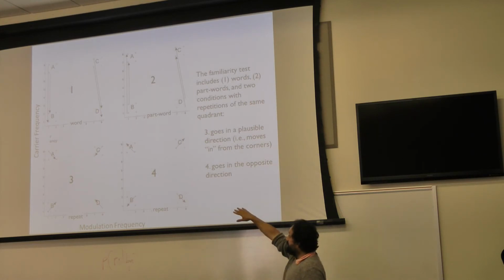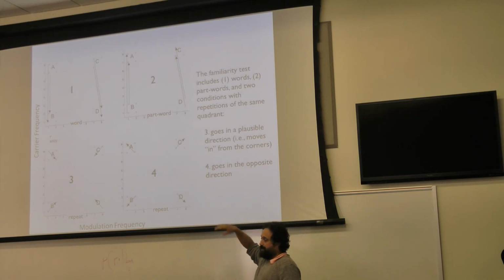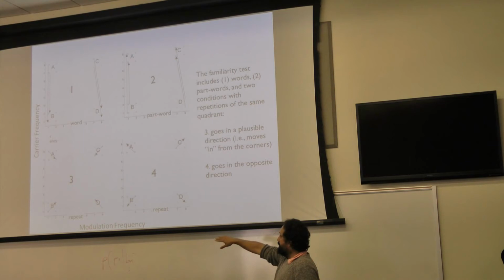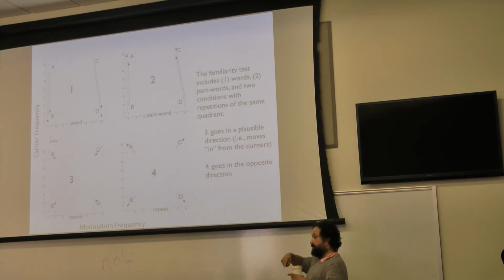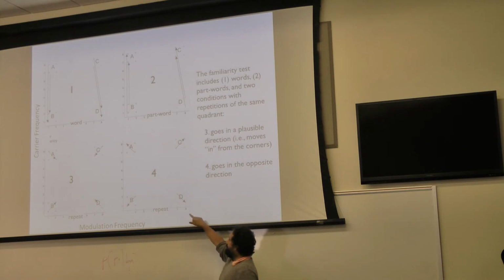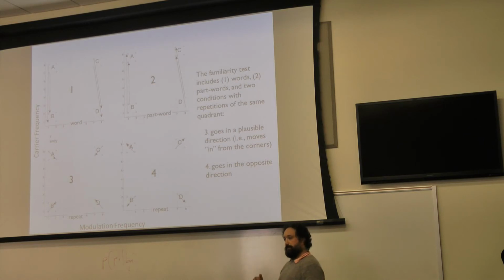All right. So condition 1 is a word. Condition 2 is the part word, perfectly analogous to the first experiment. Condition 3 is repeating, going in a plausible direction, that is, moving in from the corners. Condition 4 is repeating but going in the opposite direction, going out from the middle.